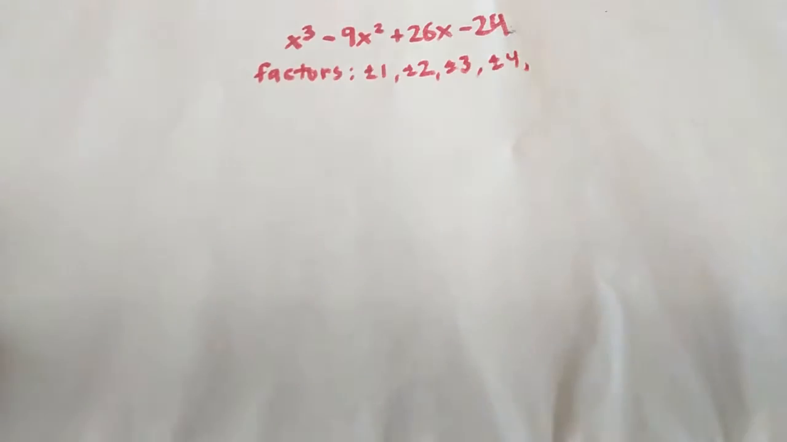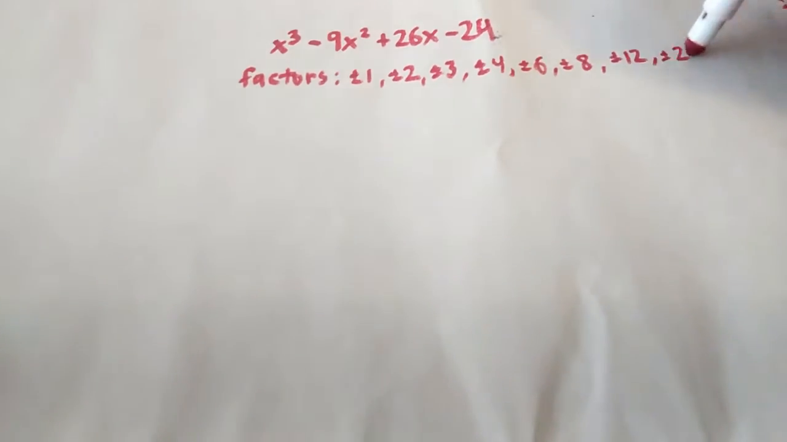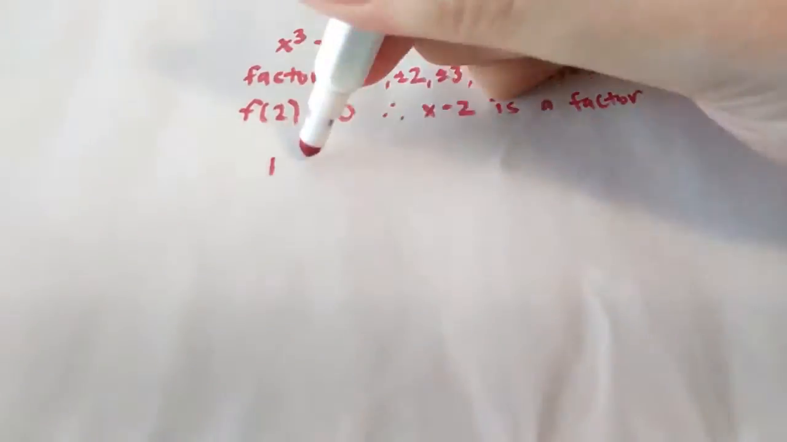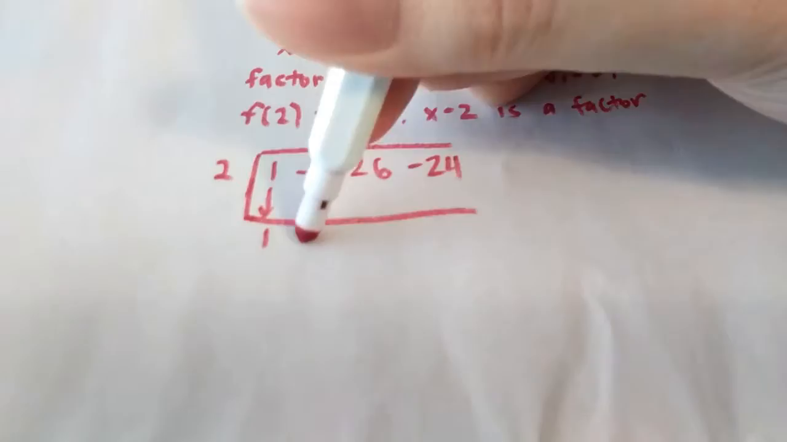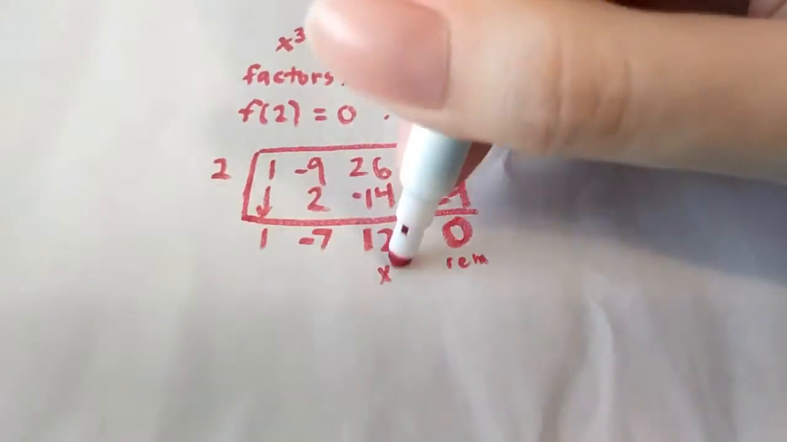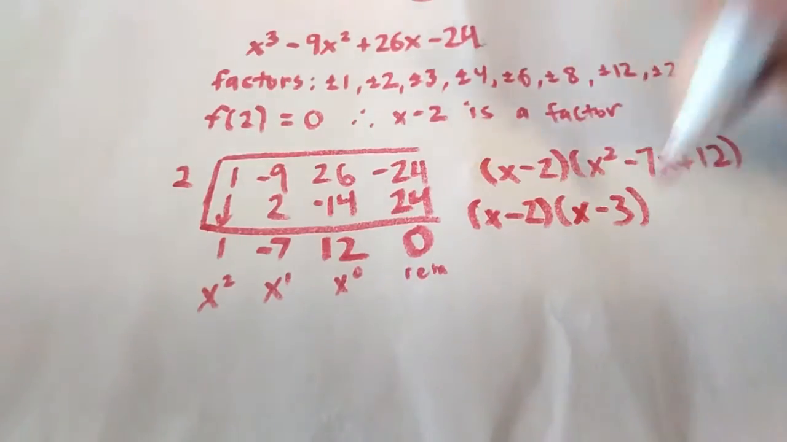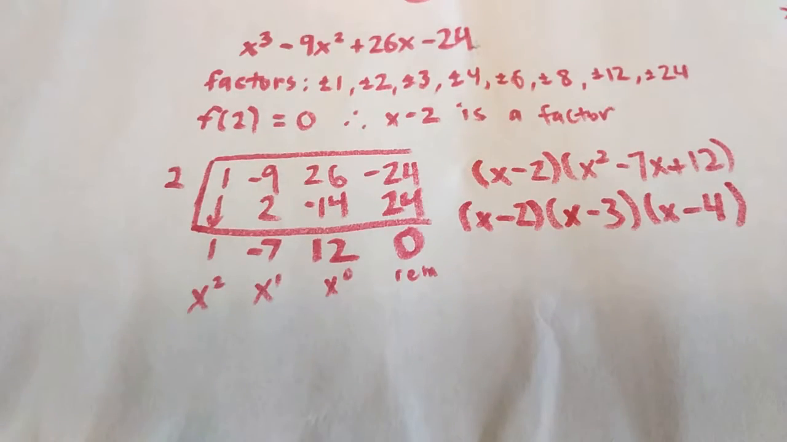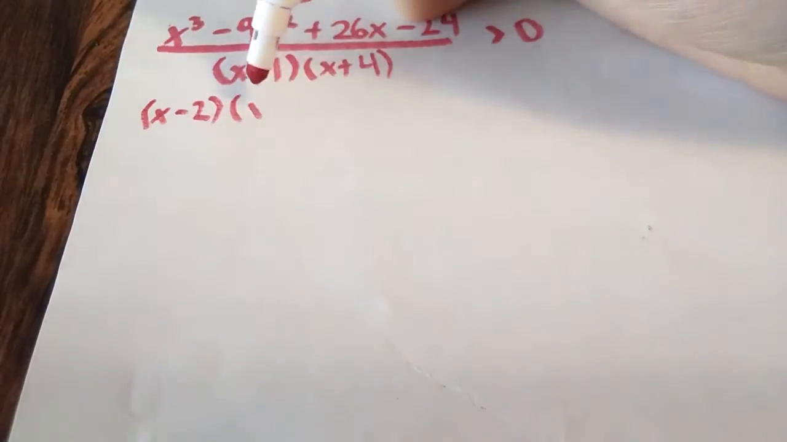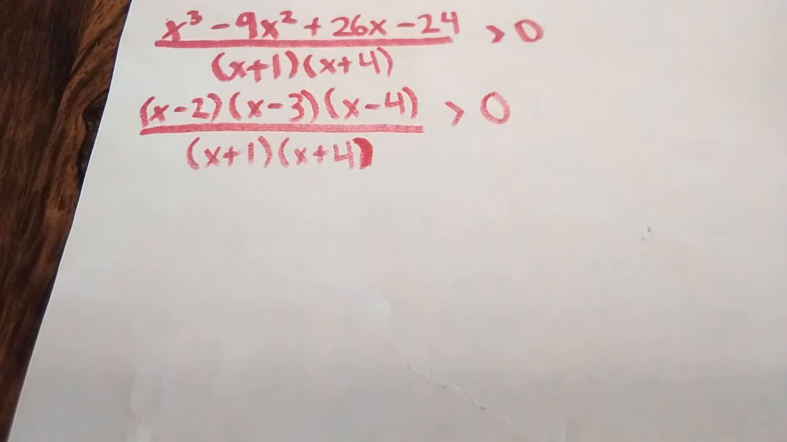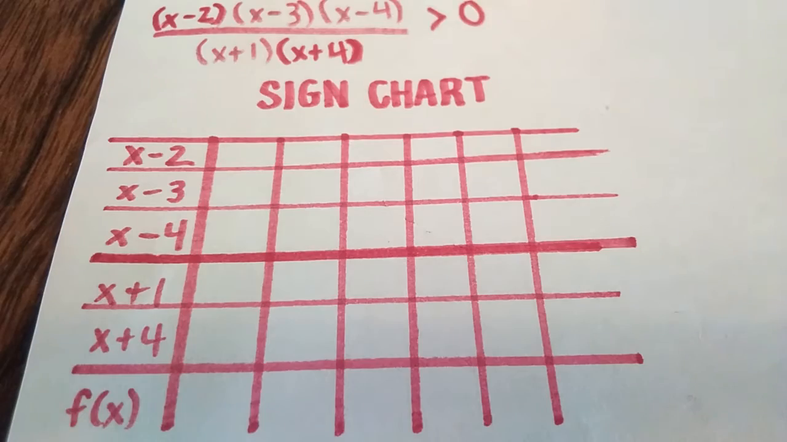Using the integral zero theorem, the factors of this expression are among the factors of the constant term, -24. We keep substituting these values into x in the equation until we get a y value of 0. x minus 2 is a factor, so we can use synthetic division to find the remaining expression. We can factor this quadratic, and this is our factored expression. Now we can substitute the factored expression back into the numerator.